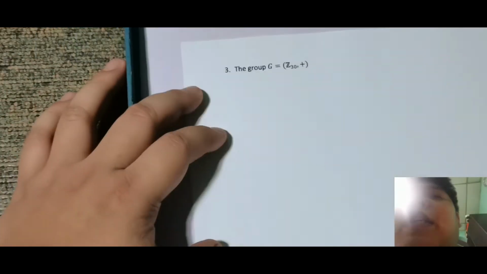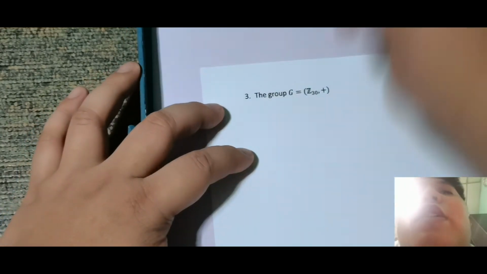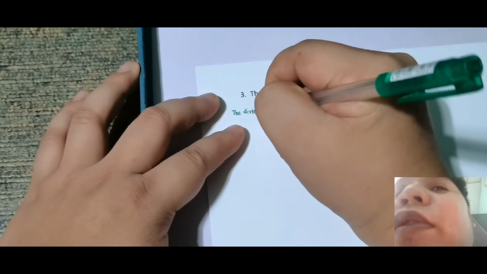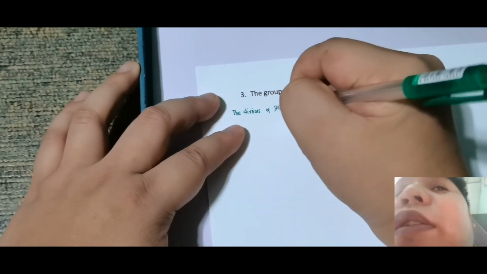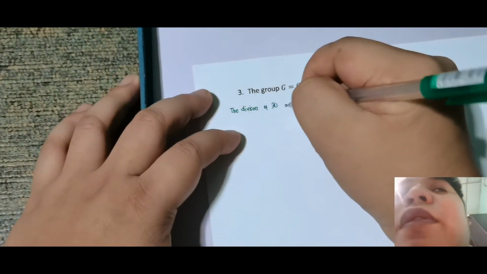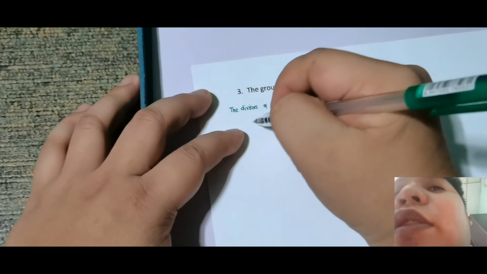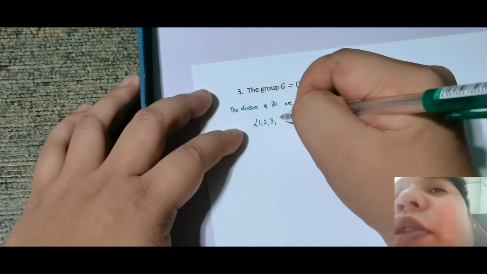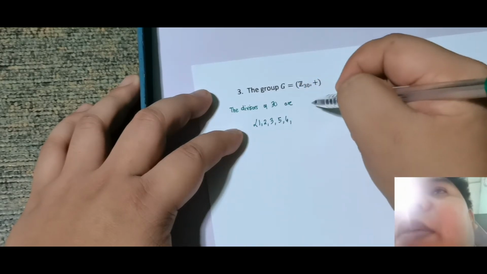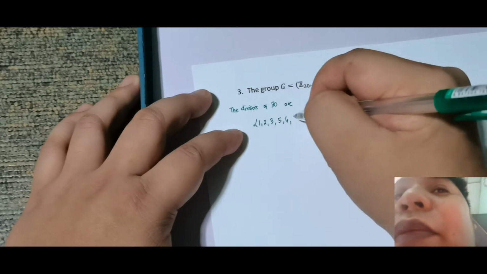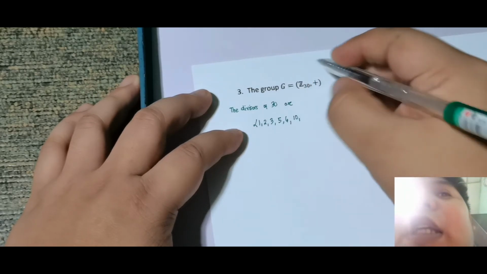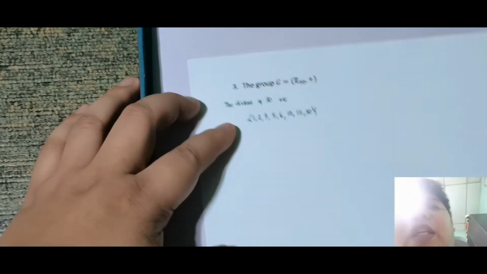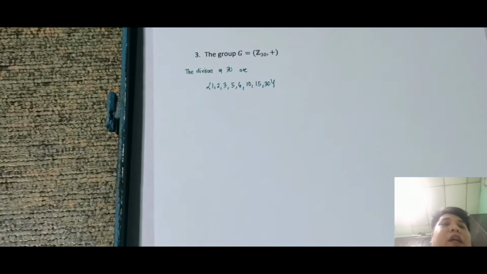Okay, so the divisors of 30, let me just check here. The divisors of 30 are, so this is a set containing 1, 2, 3, 4 no. So I think 5, 6, 7 no, 8 no, 9 no, 10 yes, 10, 11 no, 12 no, because 30, right? 12, 13, 14, 15 yes. Okay, and of course 30. So meaning, those are the possible orders of its subgroups.